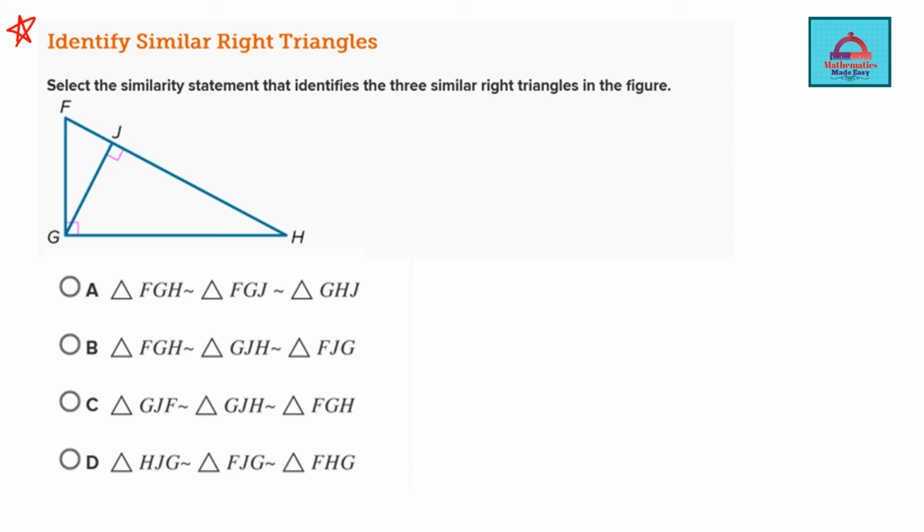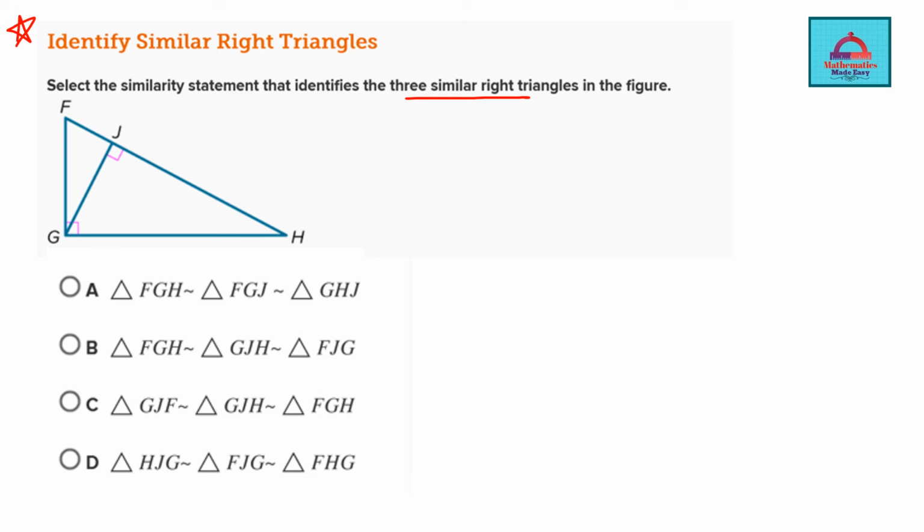This kind of question can be asked in your exam. So select the similarity statement that identifies the three similar triangles in the figure. So it's a multiple choice, A, B, C, D. You have to choose the correct answer. So let's see. We can definitely apply the theorem because FGH is a right triangle at G. GJ is the altitude. It is dividing the triangle into other triangles. All three of them are going to be similar using the theorem that we just now saw.